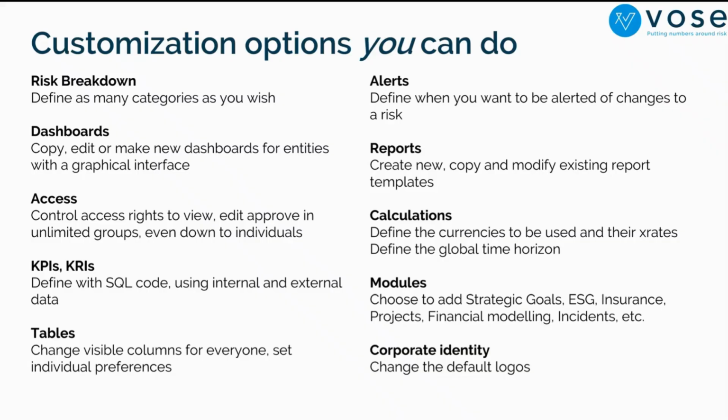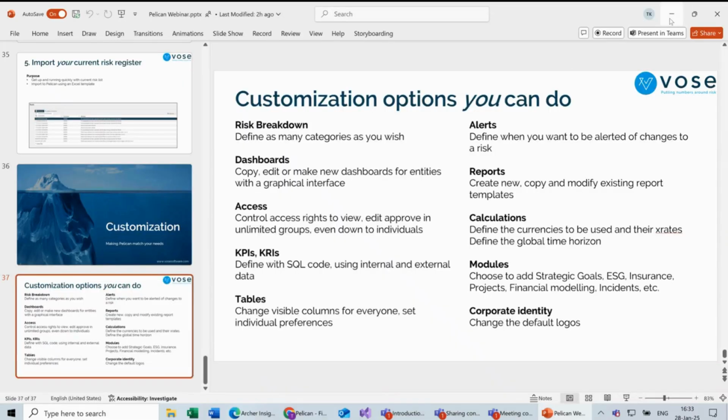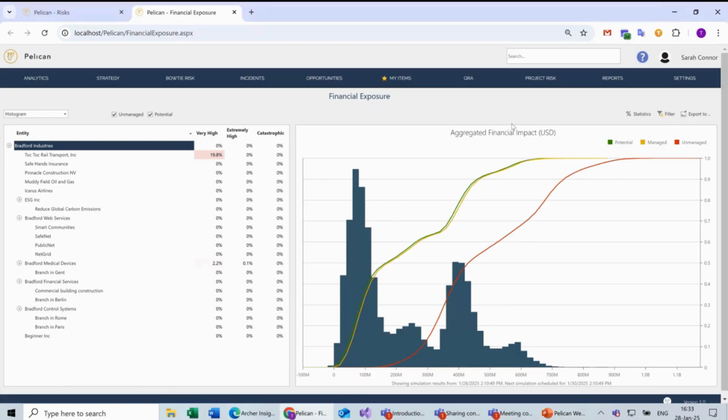And finally, you can customize, and the customization doesn't require us to do that. It can be done by the end users. You can specify the dashboards, you can specify access rights, you can define the KPIs, KRIs, you can specify what alerts you want to get coming from the risk register, and what modules you want to use. For example, you want to have the ESG component there and calculate the evolution of your ESG metrics. So that's the end of my slides, and let me jump into the demonstration of the software.